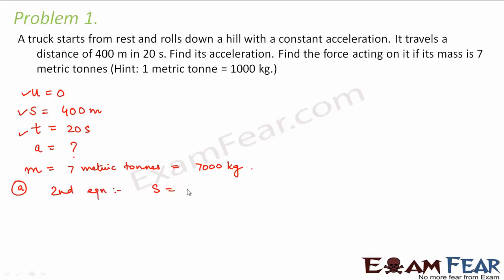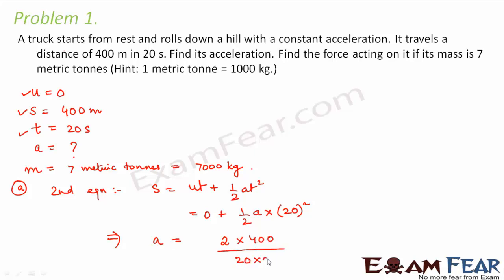Second equation says S is equal to ut plus half at squared. So from this we can say u is 0, so this will be 0 plus half a t squared, that is 20 into 20. So this implies acceleration is equal to 2 into s, that is 400, divided by 20 into 20. Right? So this will get cancelled, so it will be 2 meter per second square. So this would be the acceleration.